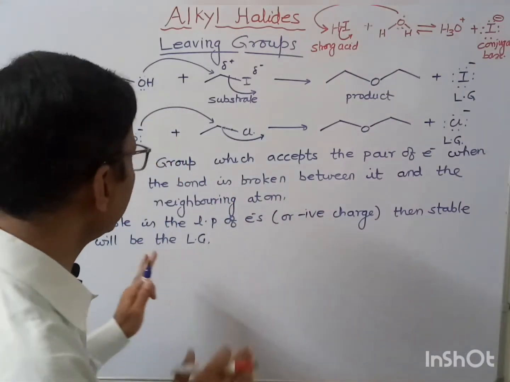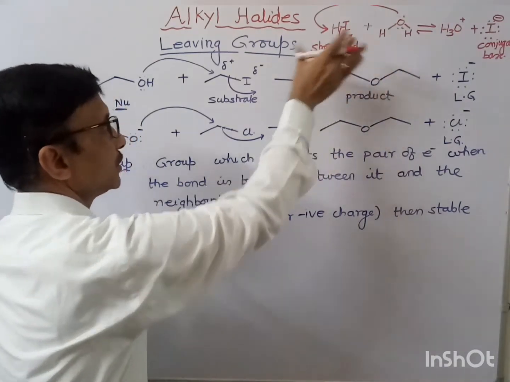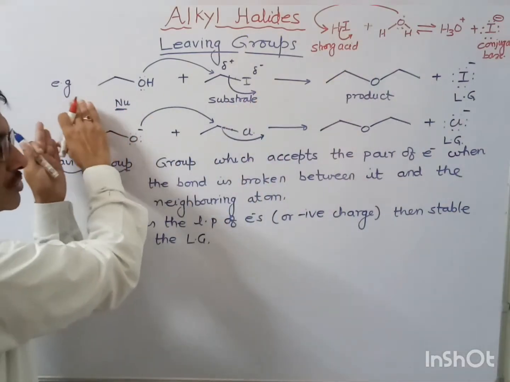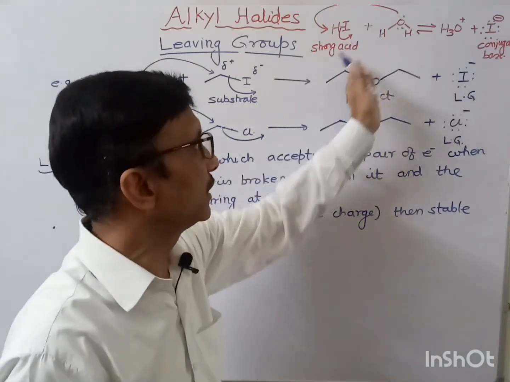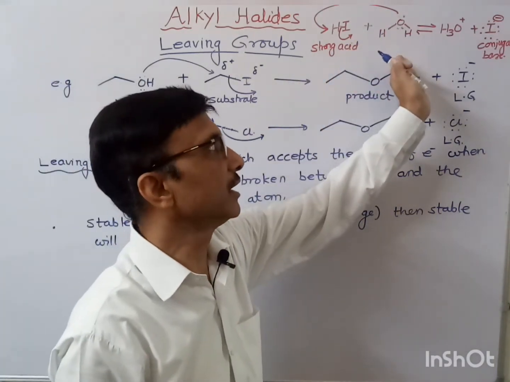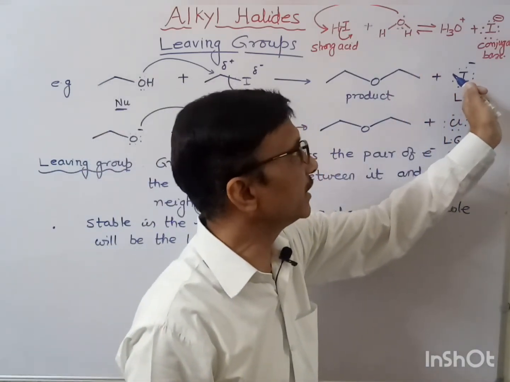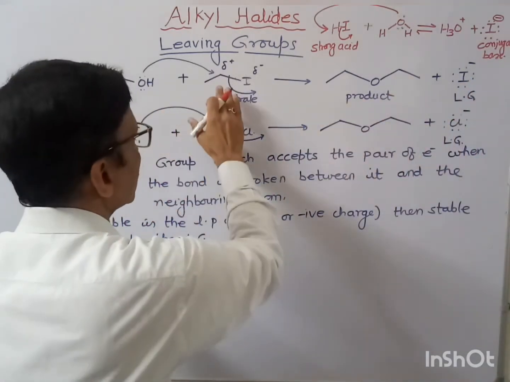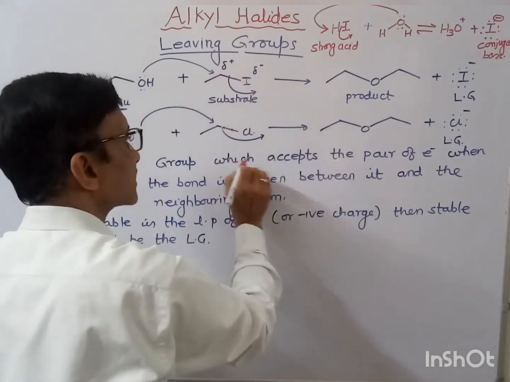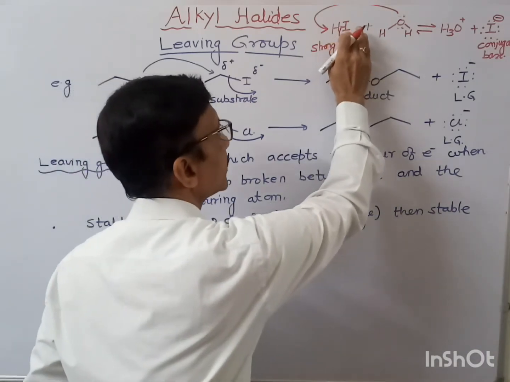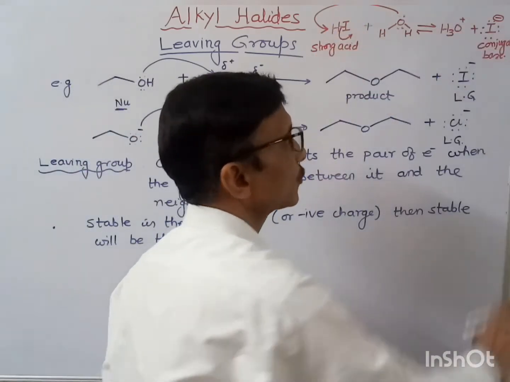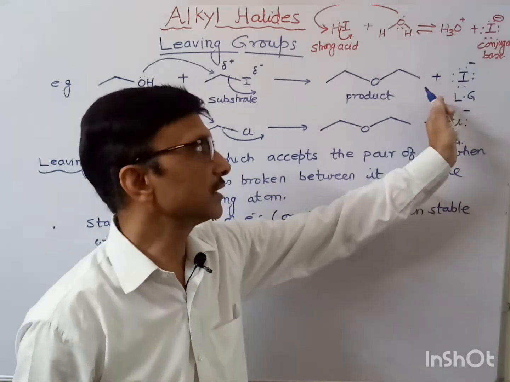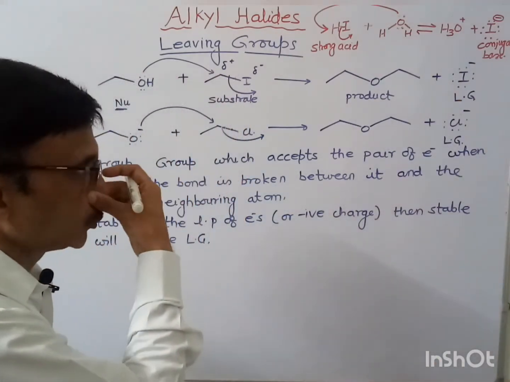So if we compare this acid-base reaction with this nucleophilic substitution reaction, though this is not an acid-base reaction, we can say that this iodide ion is one of the weaker conjugate bases, because it is formed after accepting the pair of electrons. In the same way, the iodide ion here is also formed after accepting the pair of electrons. So that's why we can say that the leaving group acts as a conjugate base.